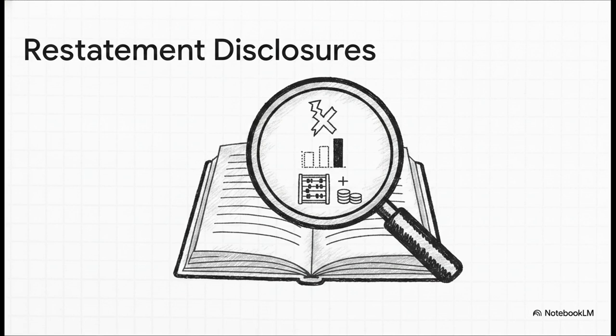Now, what if you do have to bite the bullet and restate? Well, you absolutely cannot hide it. Transparency is literally the rule of law here. Your notes have to explicitly and prominently list 3 things. First, the exact nature of the error. What actually went wrong? Second, the effect of the correction on each prior period presented. You have to map this out line by line so users can see exactly what changed on the balance sheet or income statement. And third, the cumulative effect on retained earnings at the beginning of the earliest period presented. You've got to show the math, plain and simple.